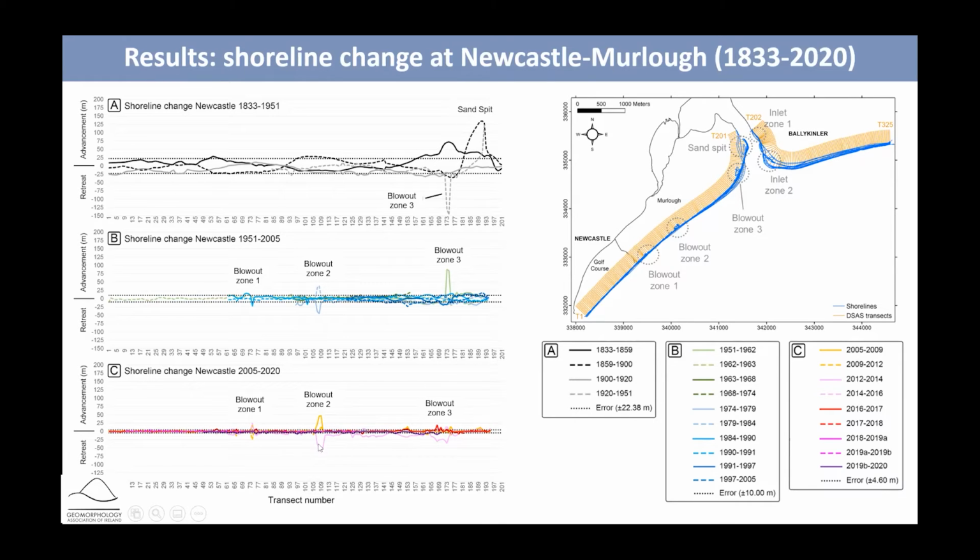A peculiar erosive sign was left by the winter 2013-2014, which is this pink line here, where the 2 blowout zones, zone 2 and zone 3, were reactivated. But there is also this widespread retreat sign connecting basically the 2 zones.